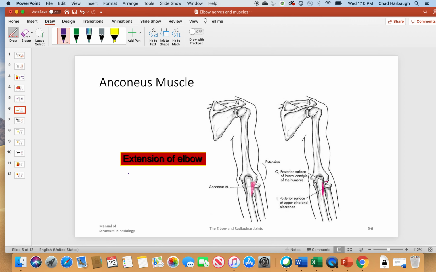And the anconeus, it does extension of the elbow, but in particular it has a special function. The anconeus, if we look at the elbow joint, is surrounded by a synovial membrane, and the anconeus prime function is to pull the synovial membrane of the elbow joint out of the way of the olecranon process during extension. So the attachment of the anconeus is going to pull the synovial membrane away, making room for when we see the olecranon process landing inside of the olecranon fossa.